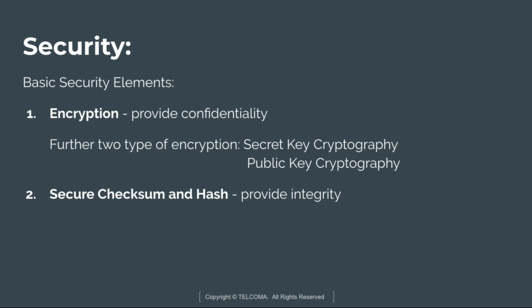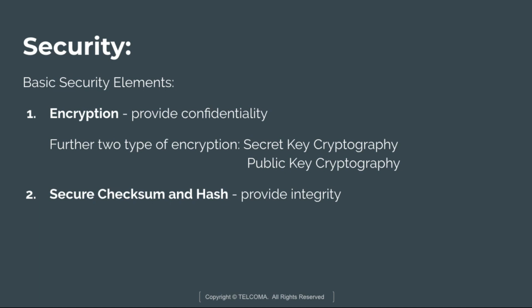So these two security elements provide confidentiality and integrity. Here the combination of both results in complex services such as authenticity and non-repudiation. Encryption provides the confidentiality, and it is further divided into two parts, that is secret key cryptography and public key cryptography.